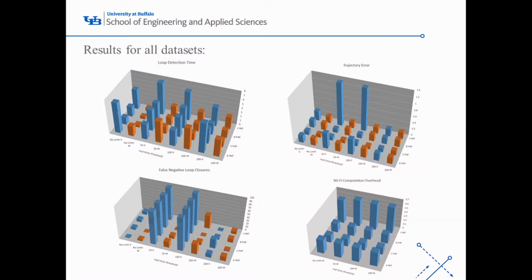We tested 4 different datasets and different values for the real-time threshold. If the processing time of a single frame exceeds the limit, some frames will get transferred to long-term memory. For a lower real-time threshold, the trajectory error and percentage of false negative loop closures in our approach are much lower than the original method, especially in larger datasets.